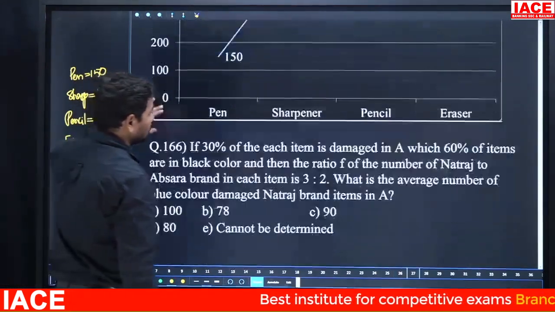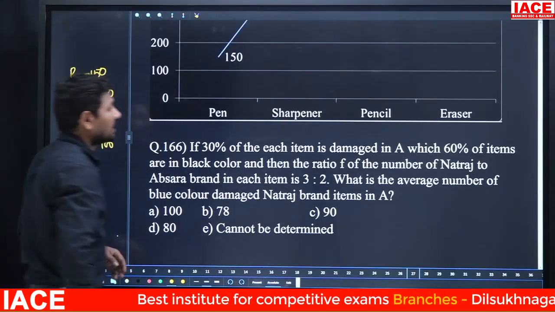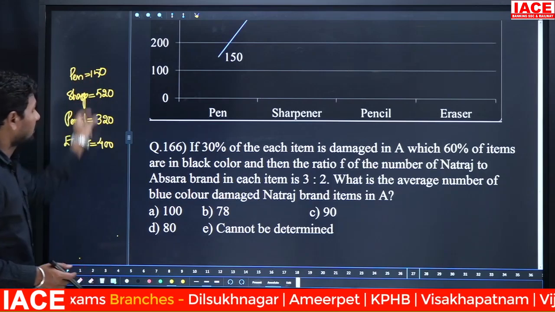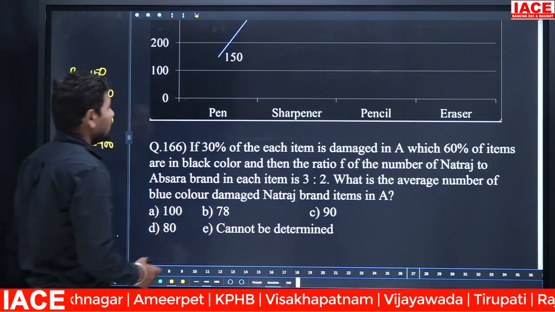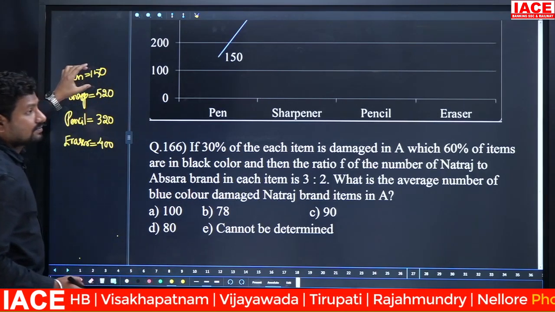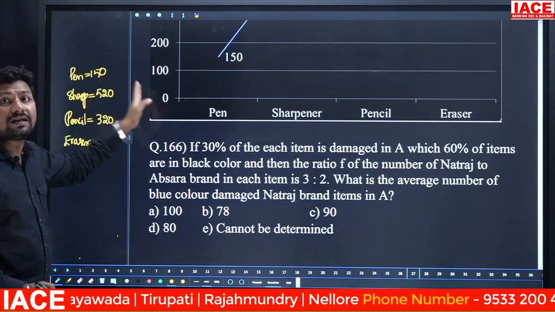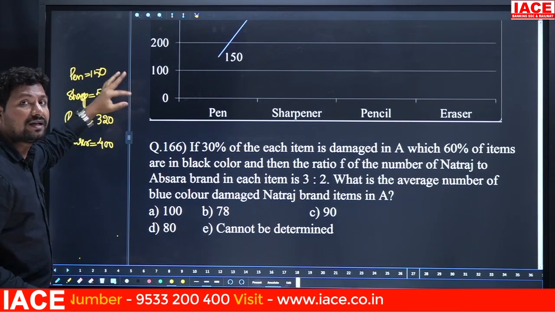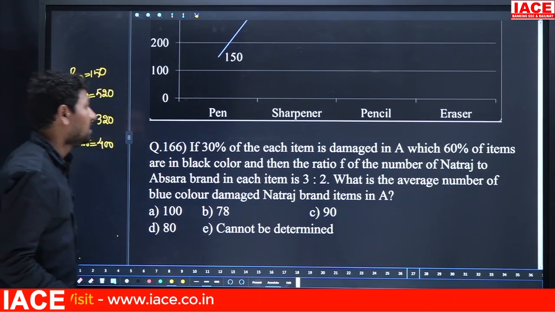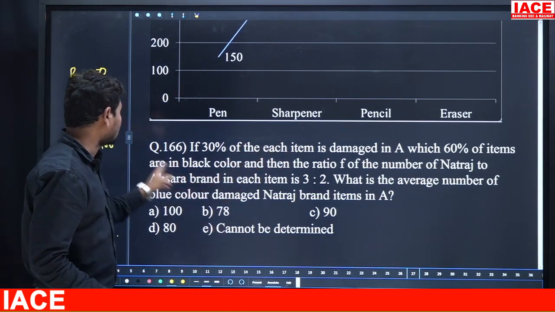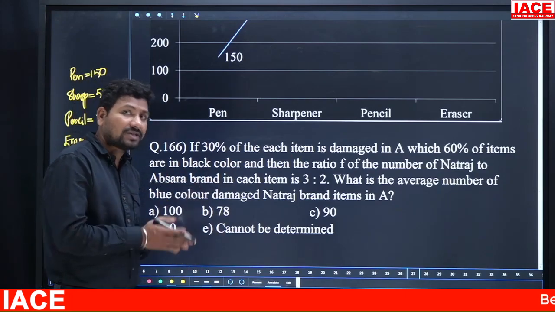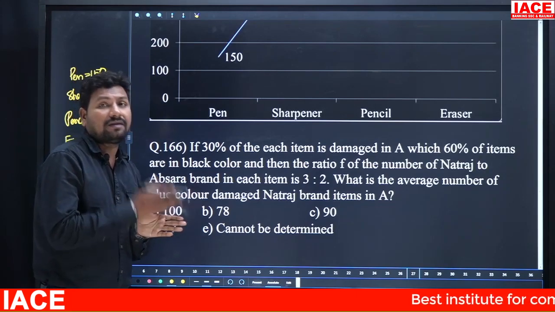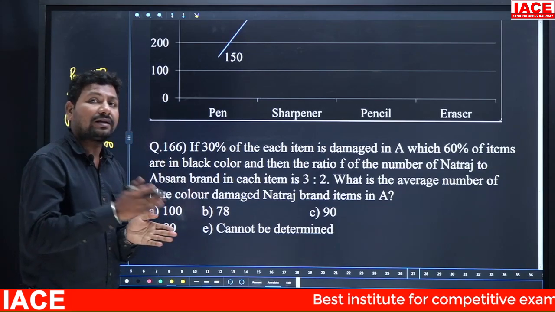Next. If 30% of each item is damaged, how many items? 30% of each item is damaged. In this, 30% means 45 is damaged, remaining 105 is not damaged. Healthy items are 105, 30% are damaged. Then 60% of the items are black color. In the damaged portion, 60% belongs to black color, and the remaining 40% belongs to blue color.